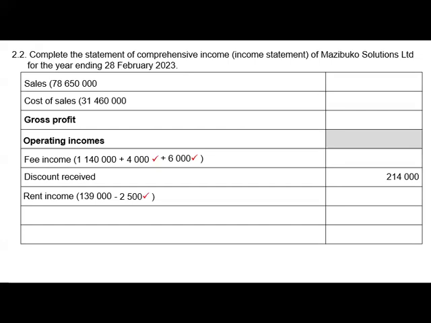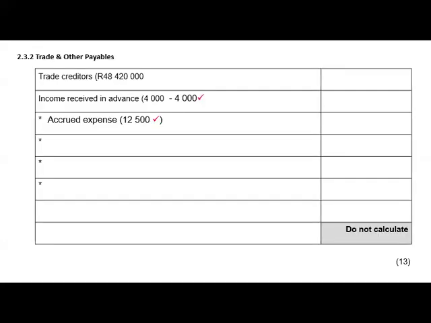So meaning that we have not earned it, but the tenant has already paid for it. So it qualifies to be what? What does that 2,500 qualify to be? Income received in advance. So you add it to your income received in advance.